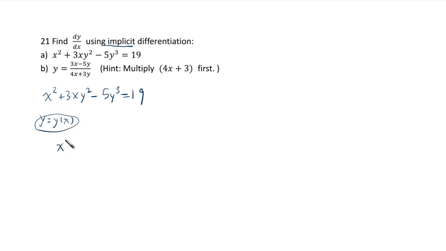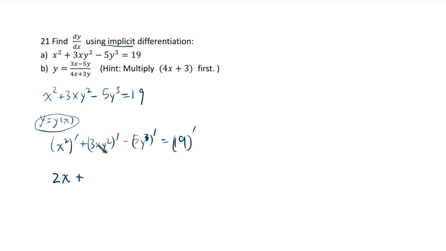Well, let's see. We differentiate both sides. Differentiate. Differentiate. Differentiate. And x squared differentiates to 2x. There's nothing to worry about.